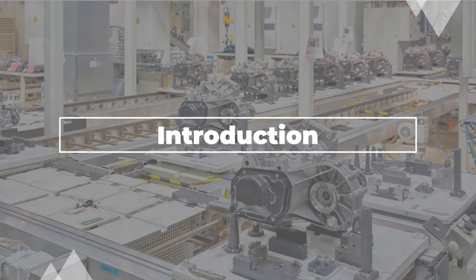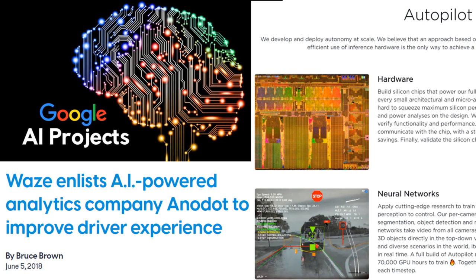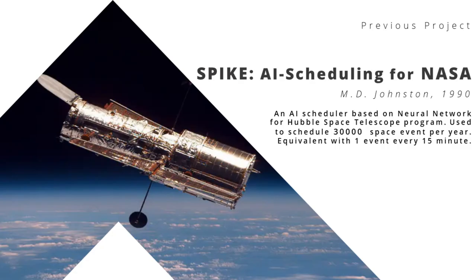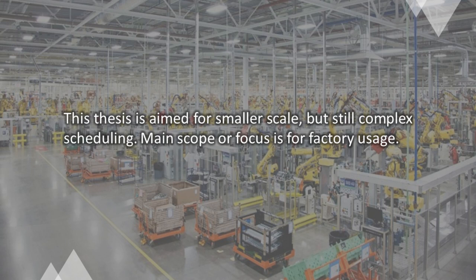Current year is 2021. We are already in the 4th industrial revolution and AI is used almost everywhere. But sadly, it is not used for some factory scheduling yet. Previously, NASA and airline companies did use AI in their scheduling, but that is for large scale. So that's why this thesis exists. It is aimed at smaller scale scheduling optimization, with the factory being its main focus point.